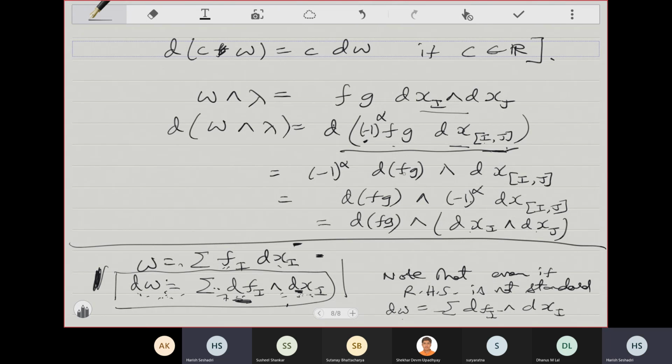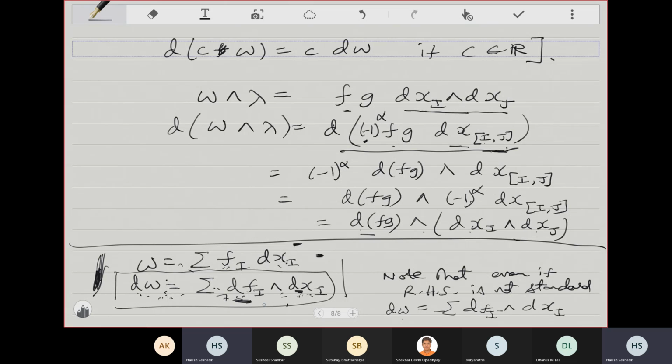But as this calculation shows, even though this is not a basic form, I'm doing the same thing. I'm just taking D of this and wedging with whatever is there. That's what I would have done had this been basic. So this small calculation is justifying what I was trying to say here, that even when you have an expansion like this, which is not standard, you can go ahead and take D.